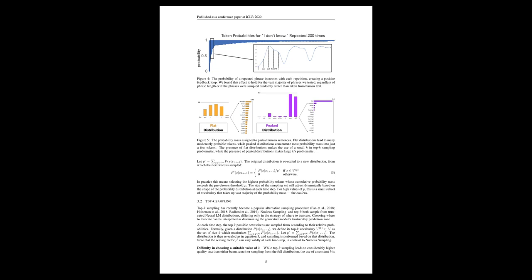The text also examines how the probability mass is distributed in partial human sentences. Flat distributions result in many tokens having moderate probabilities, whereas peaked distributions concentrate the probability into fewer tokens. This affects the choice of parameter k in top K sampling, a method used for selecting the next word in a sequence generated by a language model. High values of the parameter lead to sampling from a small, highly probable set of words, or the nucleus.